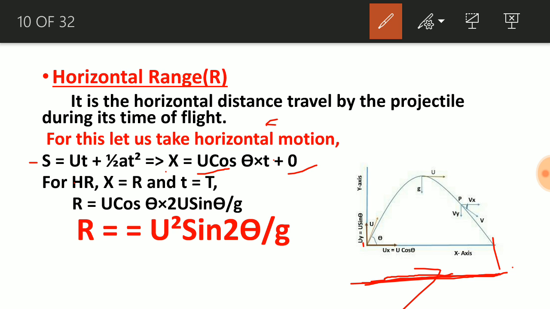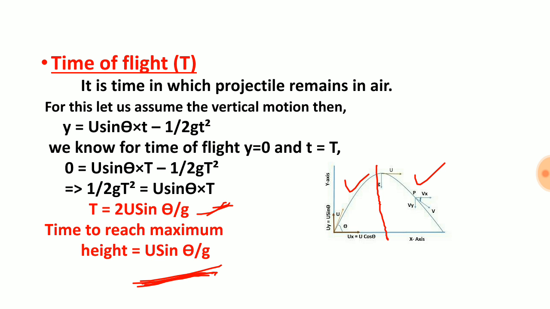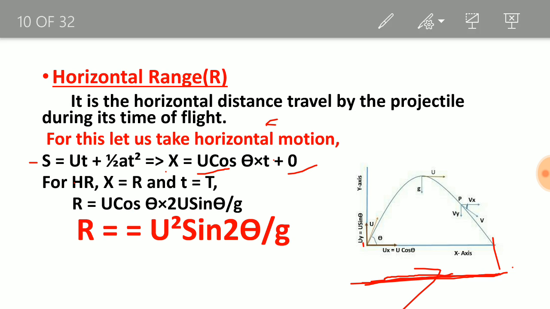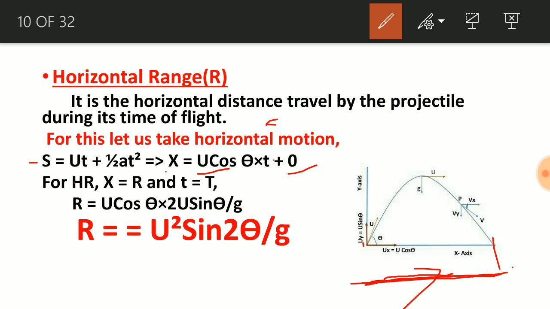Now using capital T as 2u sin theta by g, we will get our R. In this relation, u cos theta is here, small t will be replaced by capital T, and we will substitute the value of capital T, and we will get our R, that is u square sin 2 theta by g. Our T was 2u sin theta by g, and R is u square sin 2 theta by g.